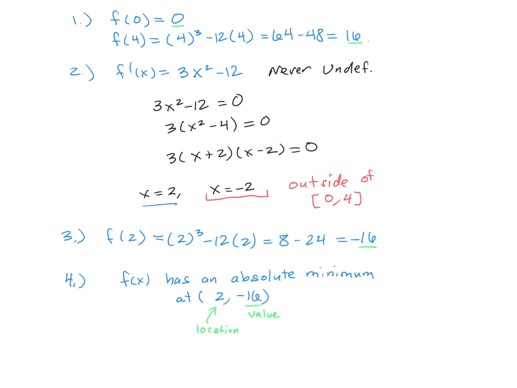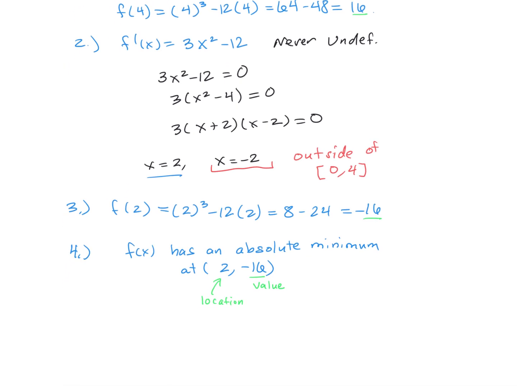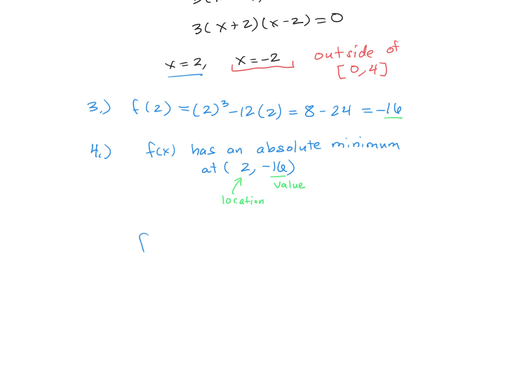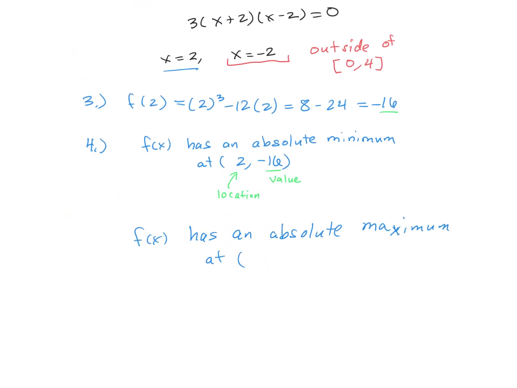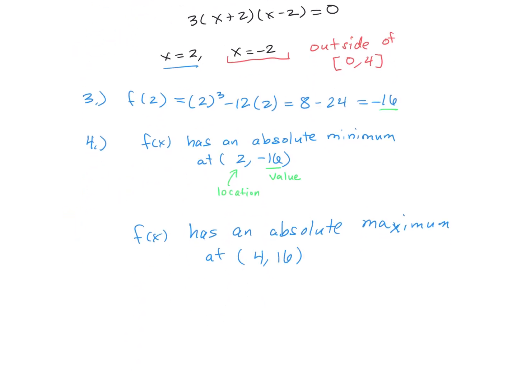And if we now once again look at our numbers, we have a comparison between 0 and 16. 16 is obviously the largest of those, so that's going to be our absolute maximum. So f of x has an absolute maximum at, I should say, not of. It's another way to phrase it, but we'll keep with the at notation since that's consistent with our text. And that's going to happen again at the point 4, 16. And again, just to reiterate, the number 16 is our value, and x equals 4 is the location of where this occurs.